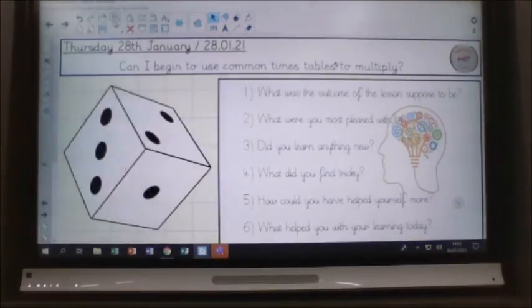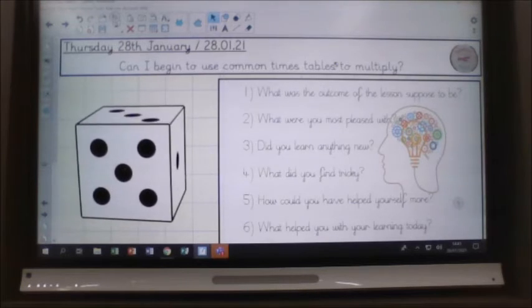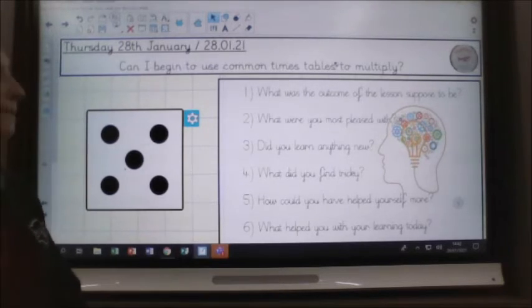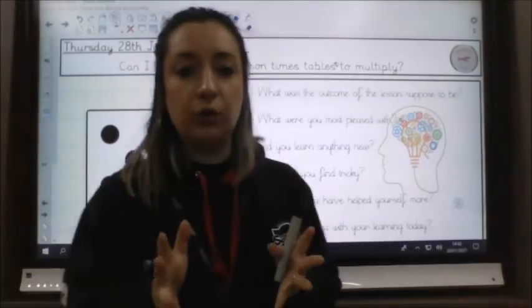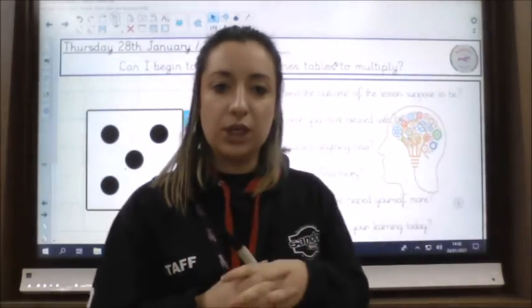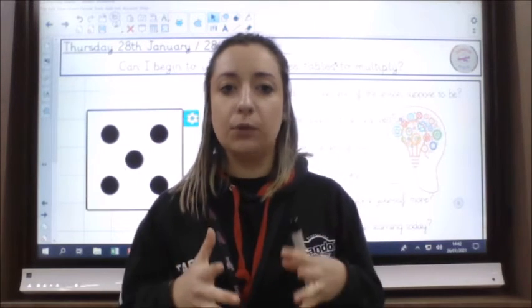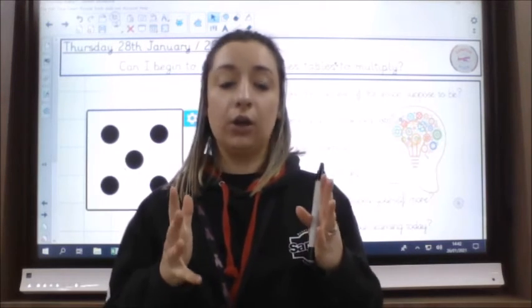So let's have another go. We're going to roll the dice. Let's see what number it lands on. And we've got the number 5. So I'm going to go down to question 5. How could you have helped yourself more? What could you have done to help yourself more? Did you maybe do your multiplication in your head with a times table that you weren't 100% confident with?